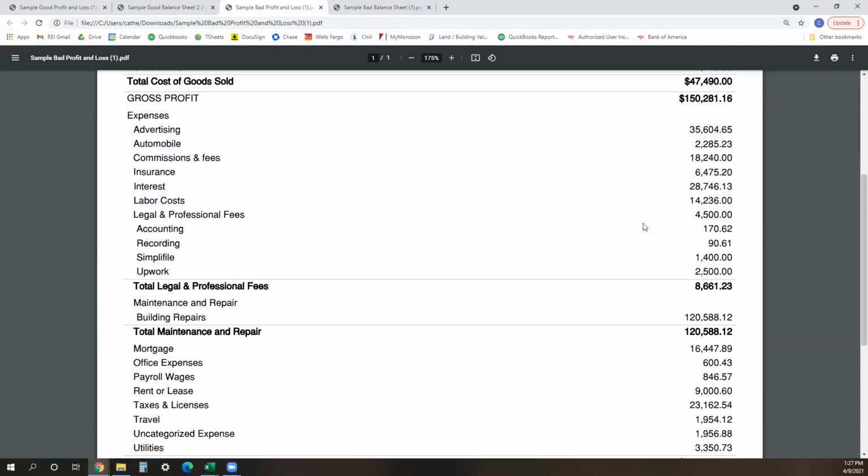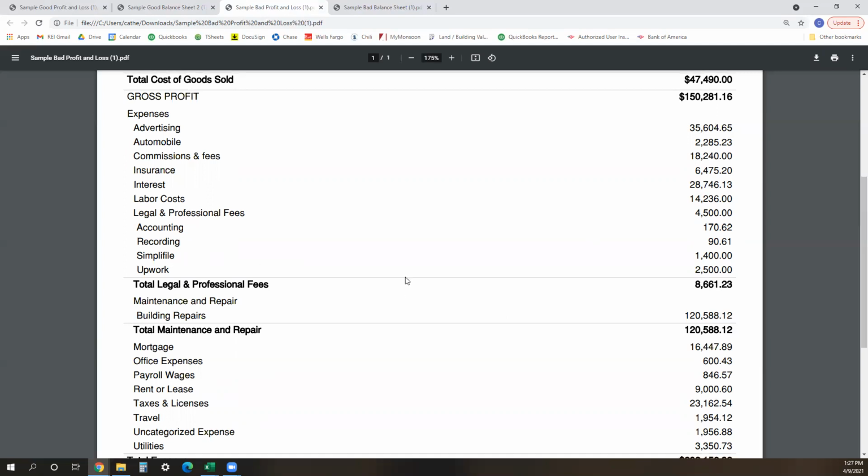Legal and professional fees. I did set this up on purpose to show a bunch of sub-accounts popping up. There are times where we see profit and losses where they've broken things out so lengthy that it's really unnecessary. So there are multiple categories here to show you guys that when really this could all be legal and professional fees, and you can always run a report based on your vendors list and see who you're paying out.